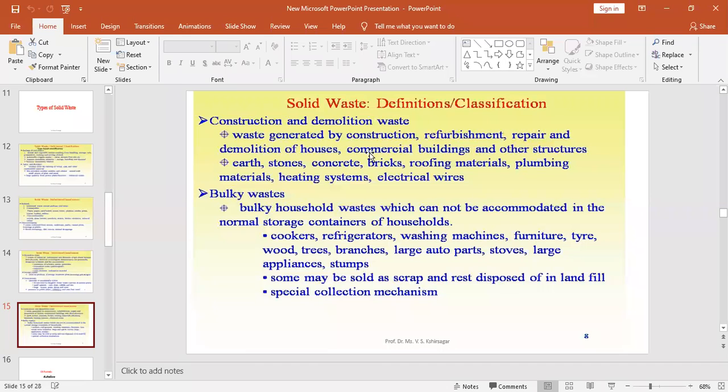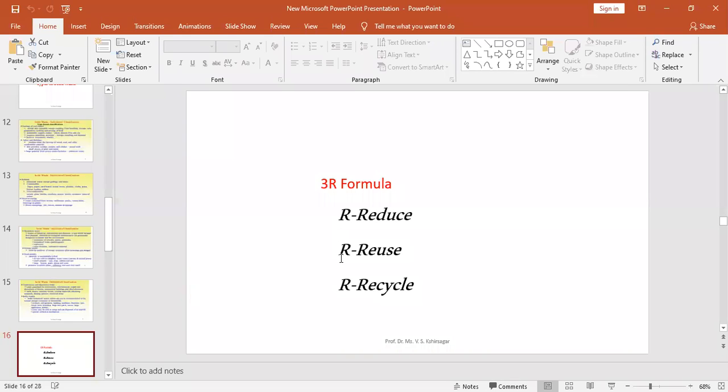Along with that, construction and demolition waste, bulk waste. Okay. Then we have also discussed the 3R formula, that is reduce, reuse, and recycle. I have given the example of newspaper, as well as the example of plastic bags. So accordingly, we have discussed the 3R formula. The 3R formula is the base of solid waste management.